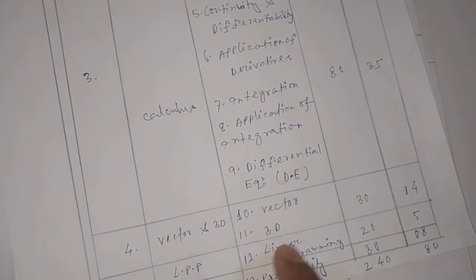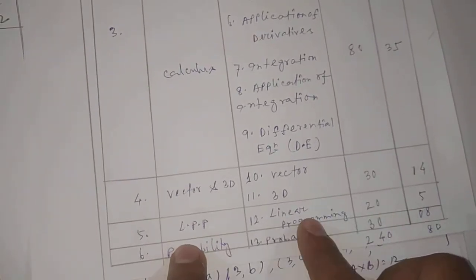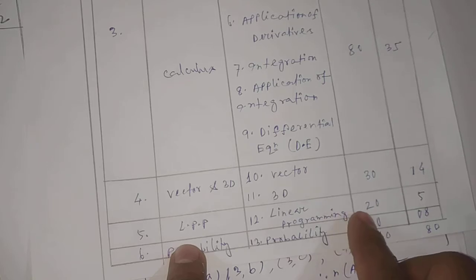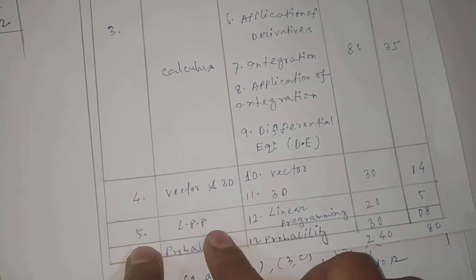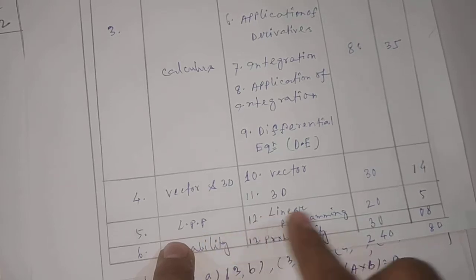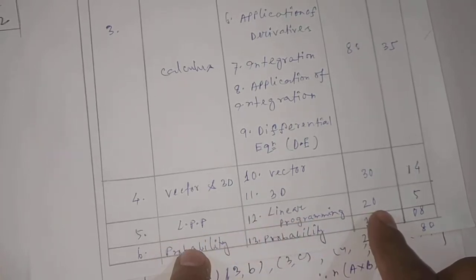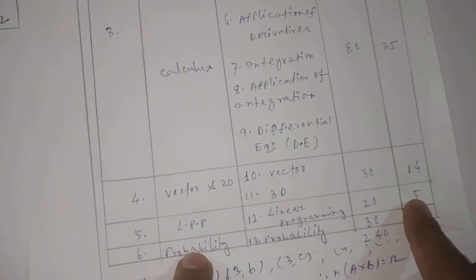Now the chapter number 12 is linear programming problem, which is known simply as LPP, in short LPP. It belongs to unit number 5, which is known as LPP. For it, we can spend maximum 20 classes, and from here every year 5 marks come.